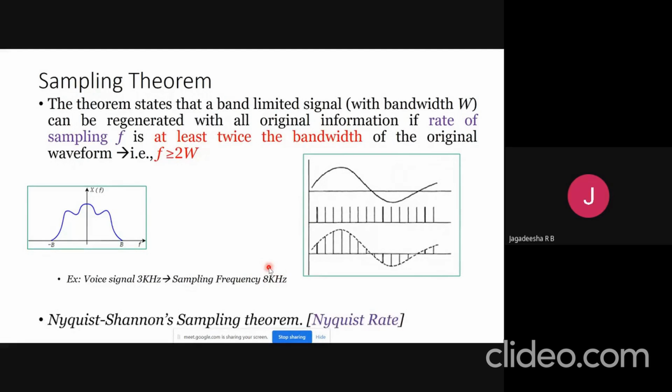Okay, this idea of sampling, or the sampling theorem, was proposed by Nyquist and Shannon. It's called the Nyquist-Shannon sampling theorem. And we have another keyword here, the Nyquist rate. That is nothing but this relationship: the sampling rate is 2 times the bandwidth or more. That is called the Nyquist rate.